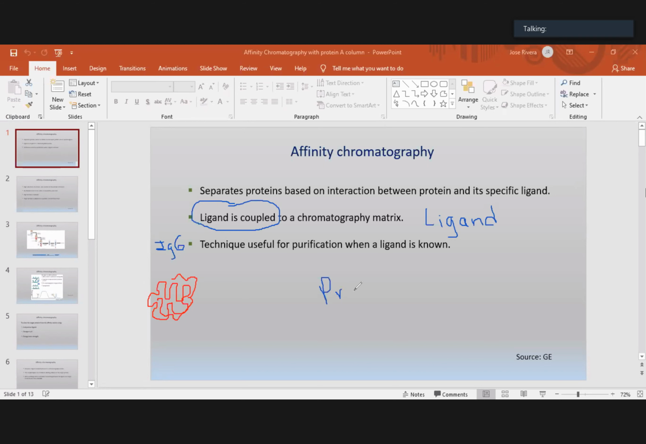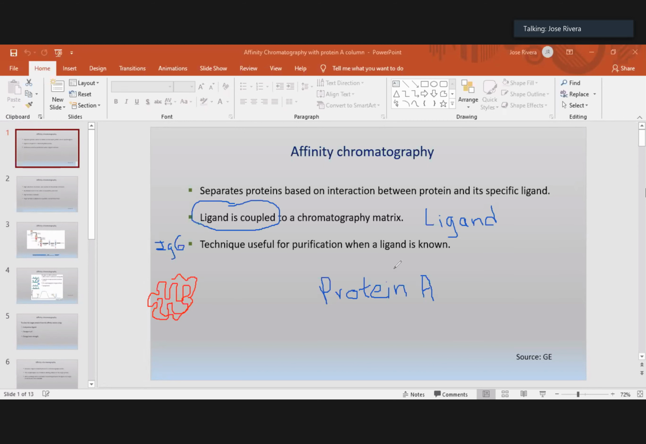Protein A is from Staph aureus bacteria. Protein A is made by bacteria on the surface, and it happens to bind IgG. So the ligand for this interaction is going to be protein A.